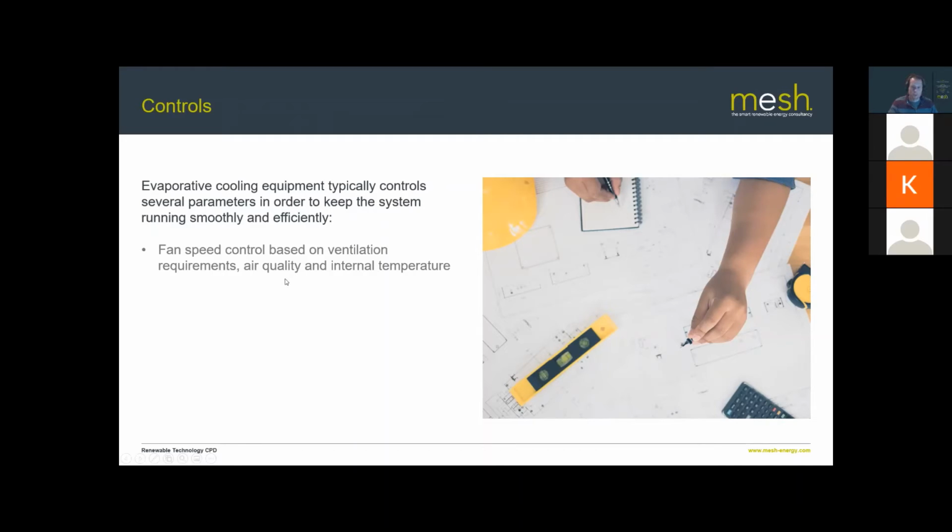So you could, for example, have CO2 sensors, so you'll still introduce trickling air into the building even during the winter when you don't necessarily need cooling. But you could also be controlling that fan speed off internal temperature as well, so that as the building warms up, your fan speed increases.